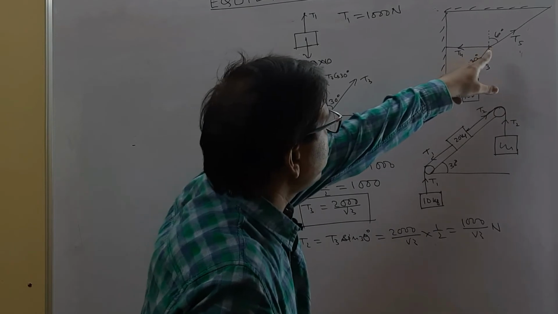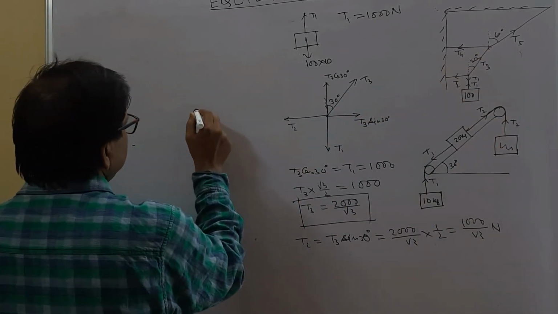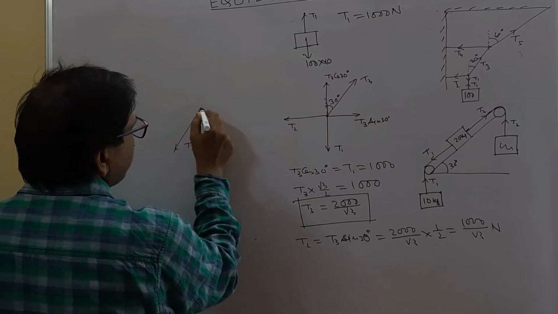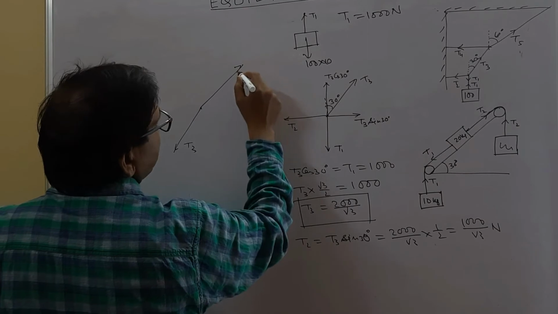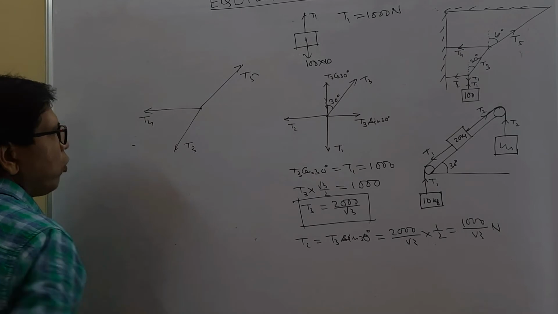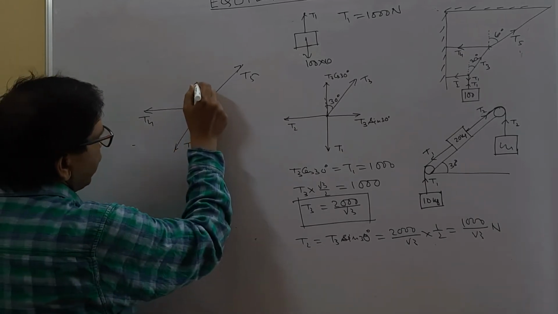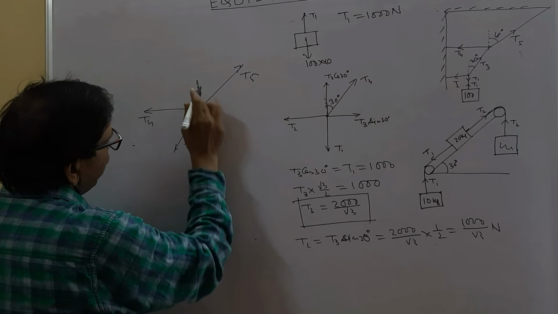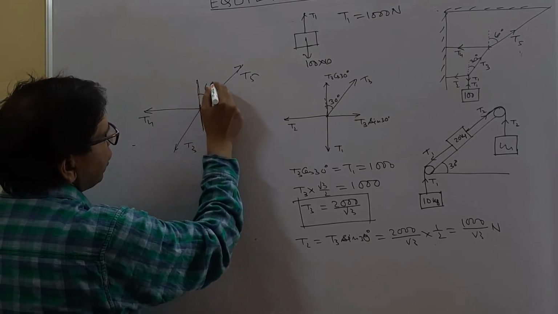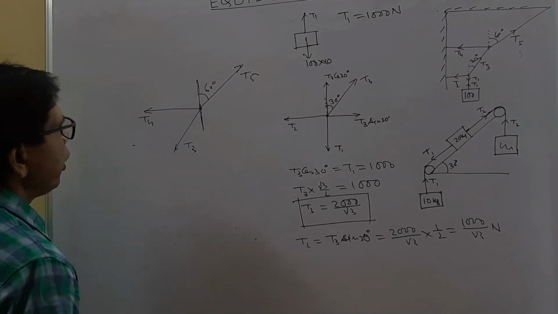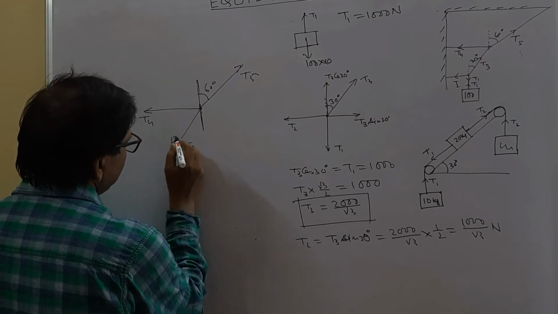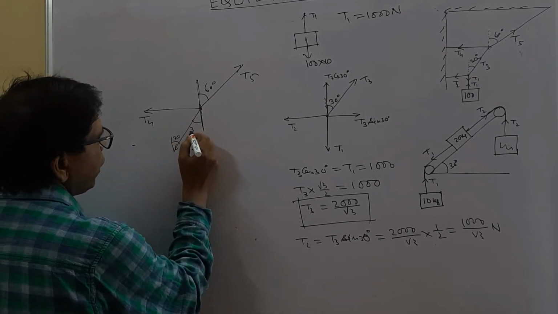Here are the forces acting on T3 along this direction, the forces acting on T5 along this direction, and the forces acting on T4 along this direction. Now look at this angle: this angle is 60 degrees, and this angle is 30 degrees. If this is 30 degrees, then this is also 30 degrees.